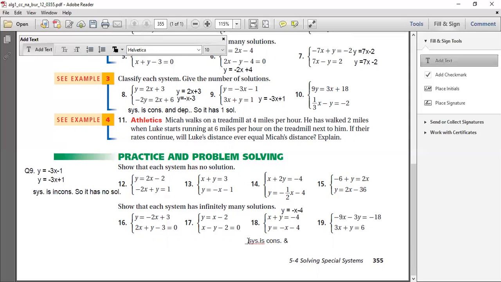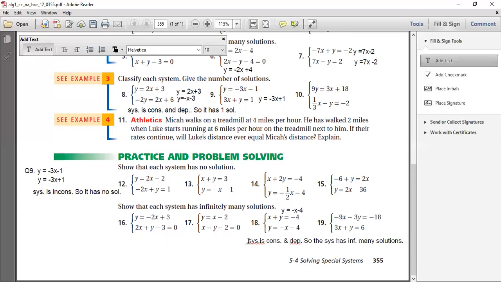And now, is it dependent or independent? Dependent means it has many solutions. Independent means it has one solution. So if they are basically talking about the same line, of course, you can take many solutions from the same line. So the system is consistent and dependent, which means the system has infinitely many solutions.